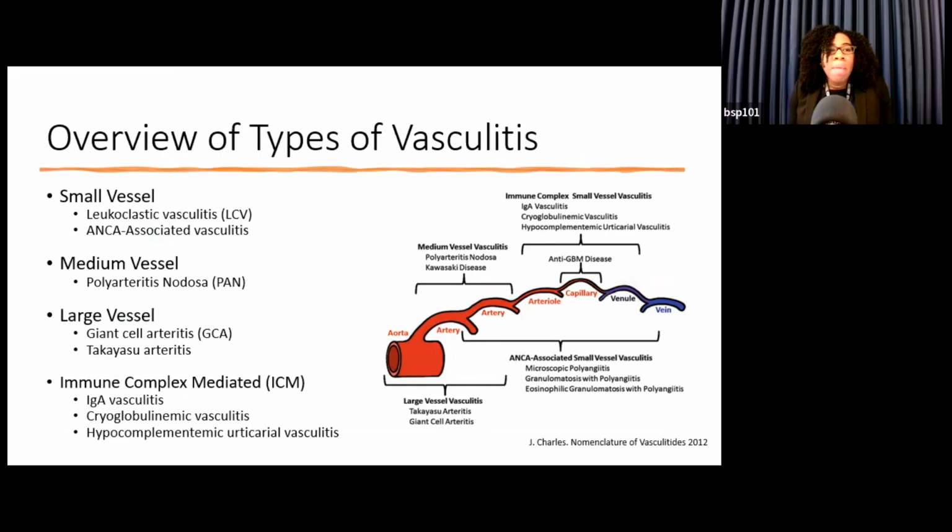And then for the medium vessel vasculitis, we'll look at Polyarteritis Nodosa, because of the two types, this one is more common in adults. And then for large vessel vasculitis, we'll look at giant cell arteritis, also known as GCA, and temporal arteritis, and then Takayasu arteritis. And then we'll look at a few other kinds of vasculitides known as immune complex mediated. In particular, we'll look at IgA vasculitis, cryoglobulinemic vasculitis, and hypocomplementemic urticarial vasculitis.